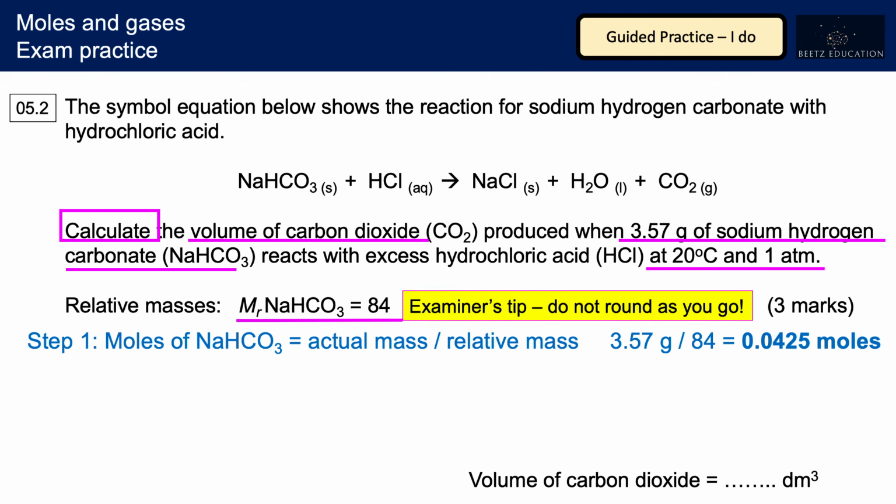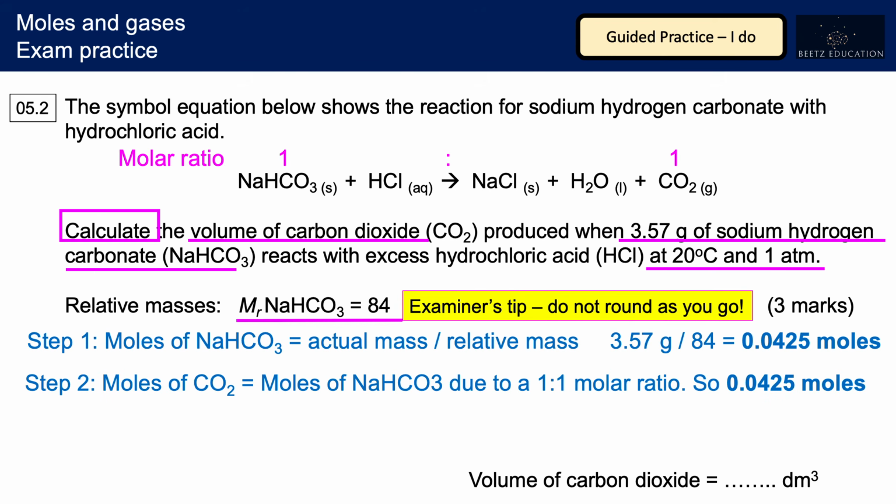Do not round as you go. Yes, this question has not asked for a certain number of significant figures. Nevertheless, if you start rounding, let's say to 1 significant figure, then that is going to impact on all of your subsequent calculations, and it will give you a different answer to the one that's acceptable on the mark scheme. Okay, so do not round as you go.